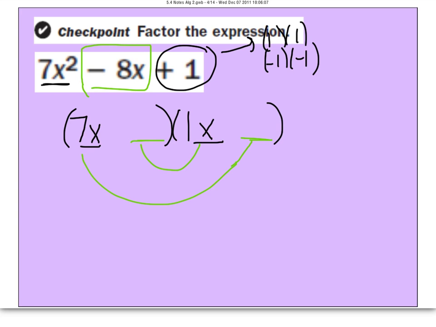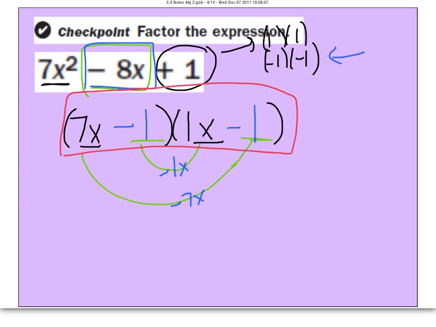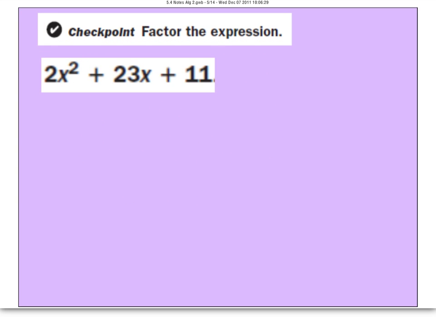So be thoughtful on this one. I have to get a negative 8x. My eyes are kind of going to the set of negative 1 and negative 1. So I'll do negative 1, and I'll test it out. Negative 1 and 1x is negative 1x. 7x and negative 1 is negative 7x. Lo and behold, you add those together, we get negative 8x. So we just found our final answer for this. There it is. Now practice makes perfect on factoring, so we're going to continue to look at some more.